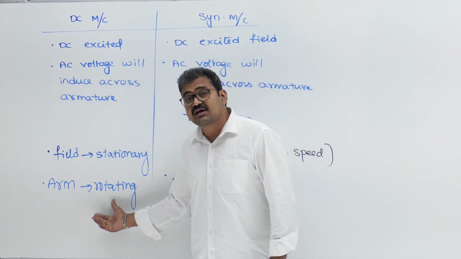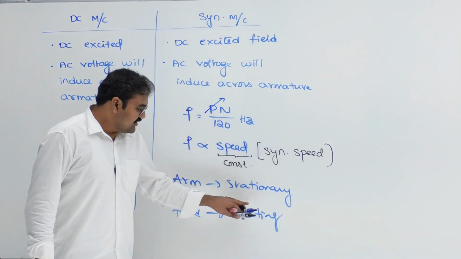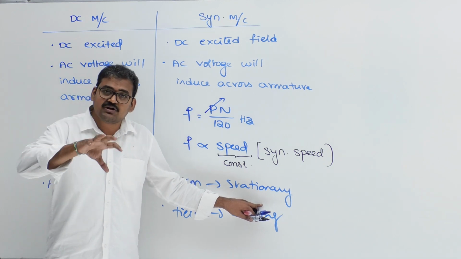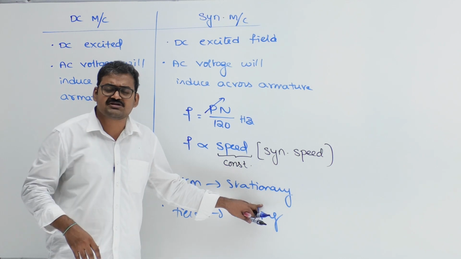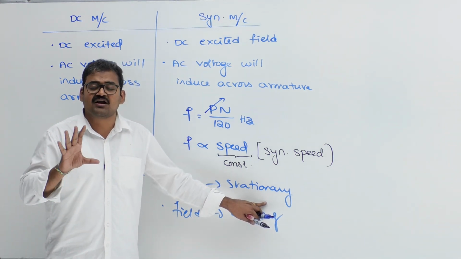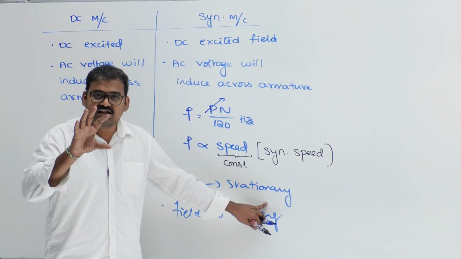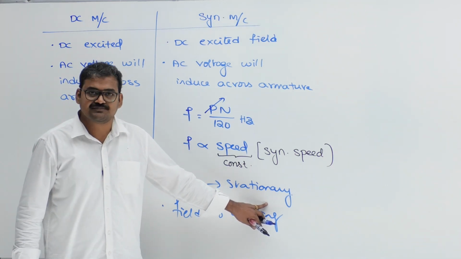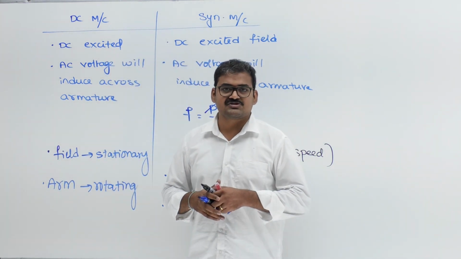Yes, to satisfy commutator and brush system action. But in synchronous machine, commutator and brush system is not required. That's why it is better to keep winding stationary. If winding is stationary, there are a lot of advantages. In the construction part of the machine, I will tell you what the advantages are if armature winding is stationary. But the basic advantage is when the winding is stationary, it is easy to collect current from the machine. Understand? So these are the basic differences between DC machine and synchronous machine.